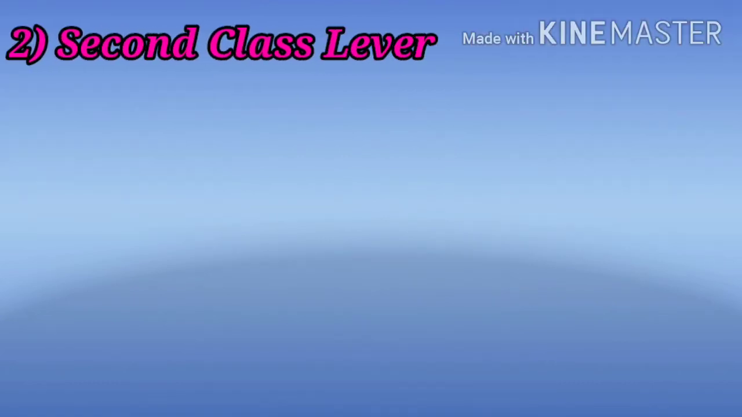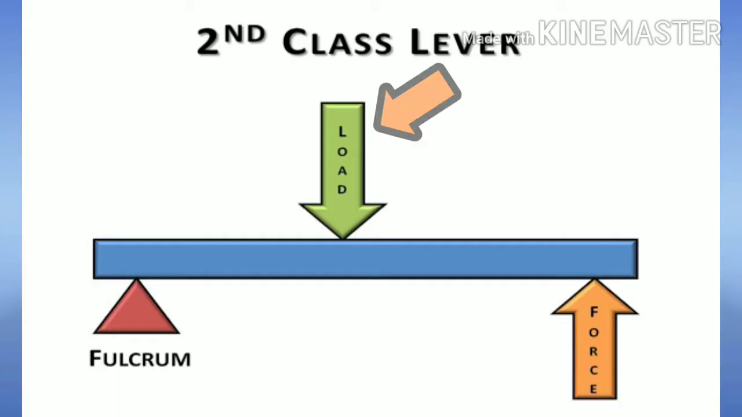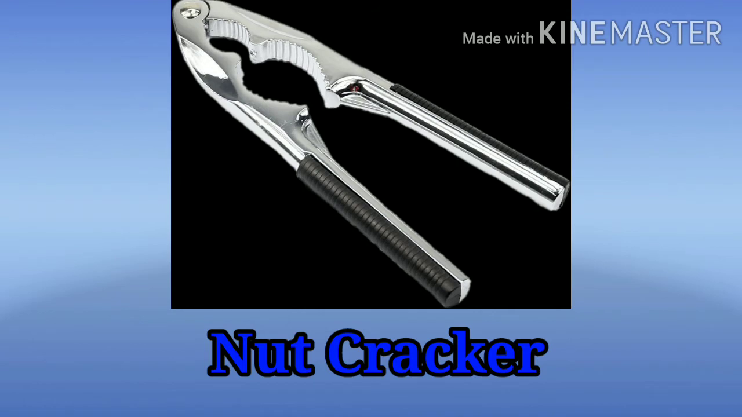The second type is second class levers. Second class levers have the load in the middle. The effort and the fulcrum are on either side. For example, bottle opener, wheelbarrow, nutcracker, etc.